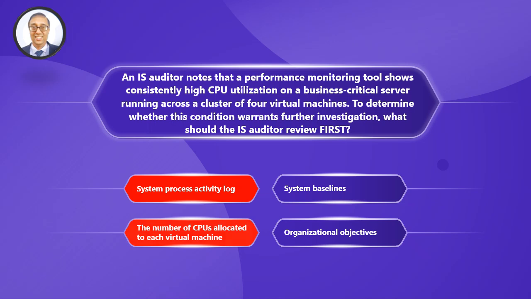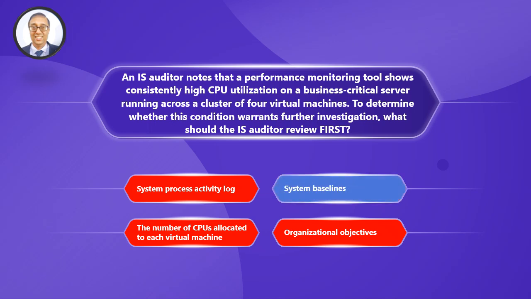The number of CPUs allocated to each virtual machine again is not correct because just seeing the number of CPUs is only going to tell you about the resource allocation, but it's not relevant at this point in time, because whether there is anything happening behind the scenes is something you cannot make out from this. Organization objectives again is not correct because organization objectives talk about business criticality or performance expectations. It is more of a policy, what you want to achieve, but it is not what is going to help you to review. So definitely it is wrong.